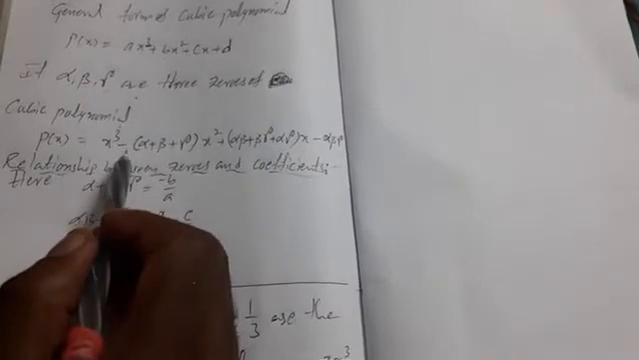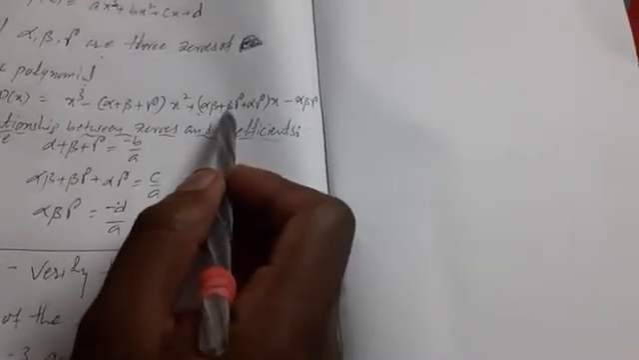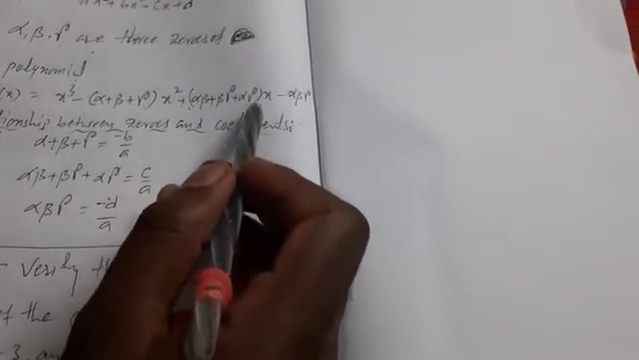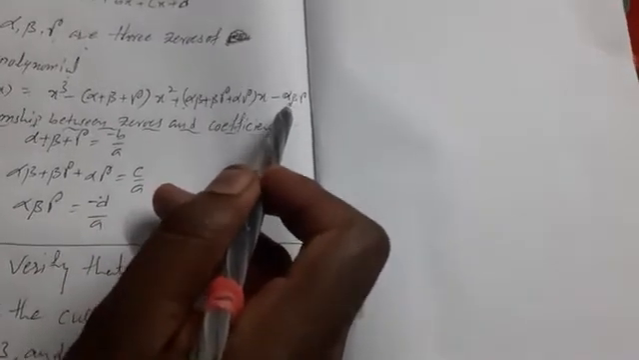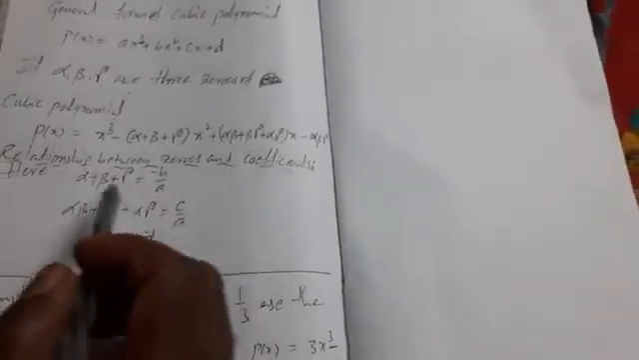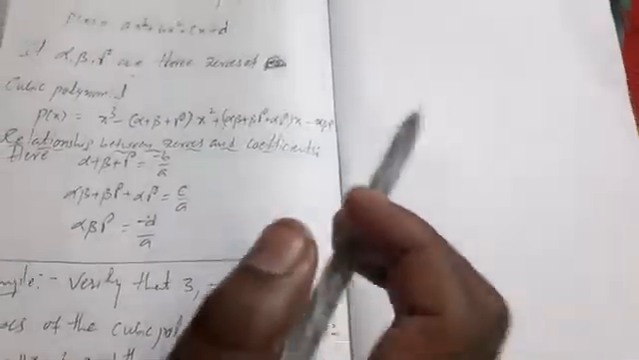P of x is equal to x cube minus (alpha plus beta plus gamma) x square plus (alpha beta plus beta gamma plus alpha gamma) x minus alpha beta gamma. You know already, if alpha, beta are 2 zeros of the quadratic polynomial, P of x is equal to x square minus (alpha plus beta) x plus alpha beta. That is the quadratic polynomial.